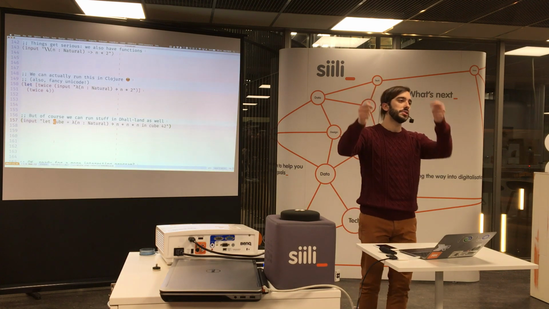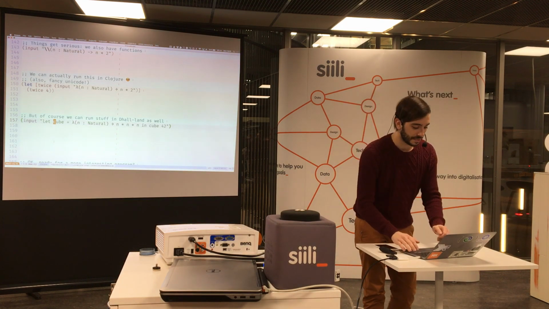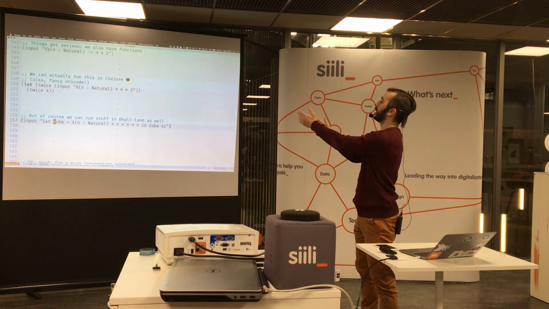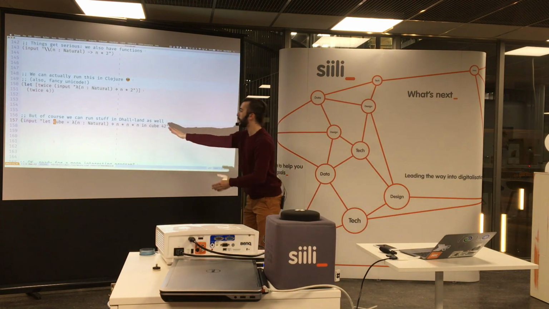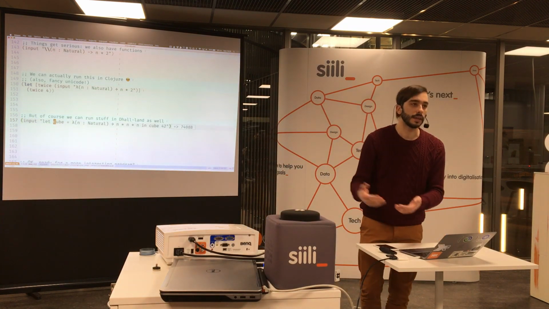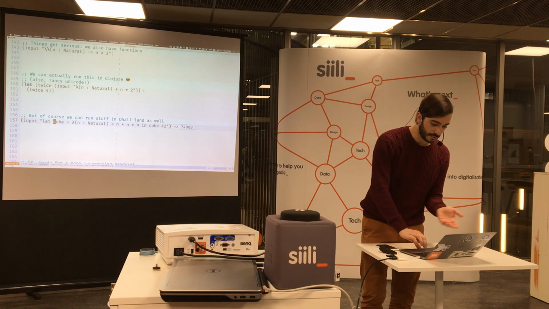But of course, you can run the function also in Dhall land. Here we have a function cube that takes n and multiplies it 3 times, and then applies cube to 42. If we evaluate this, we get the cube of 42.